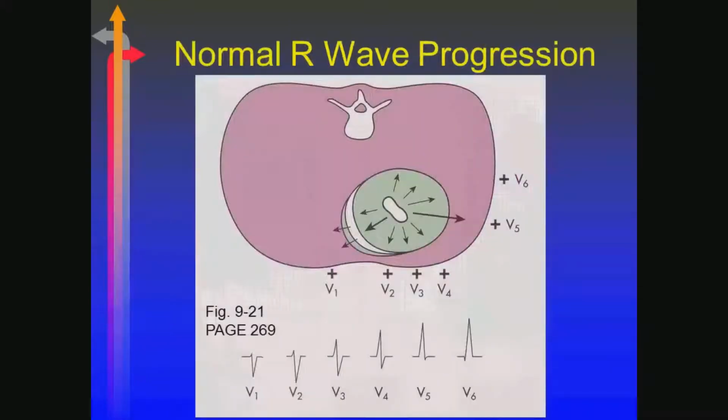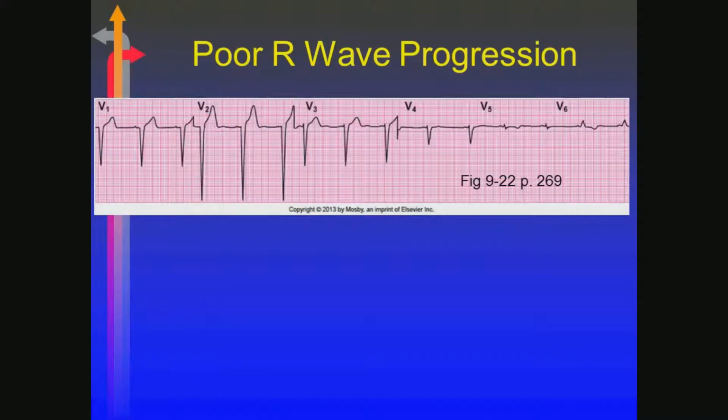Okay. This is what it's talking about, R wave progression. Under normal conditions, as you go across precordial leads, the R wave becomes larger and larger. Can everybody see that? R wave is defined as the first positive deflection of the QRS complex. Here you have poor R wave progression, where you don't really see any change in R wave as you go through the leads. And that's a sign of a myocardial infarction.